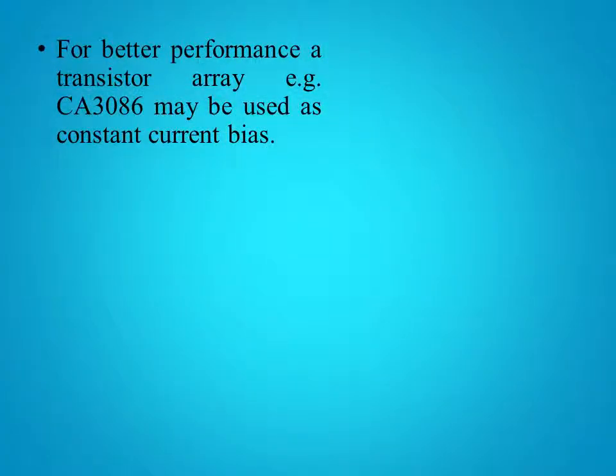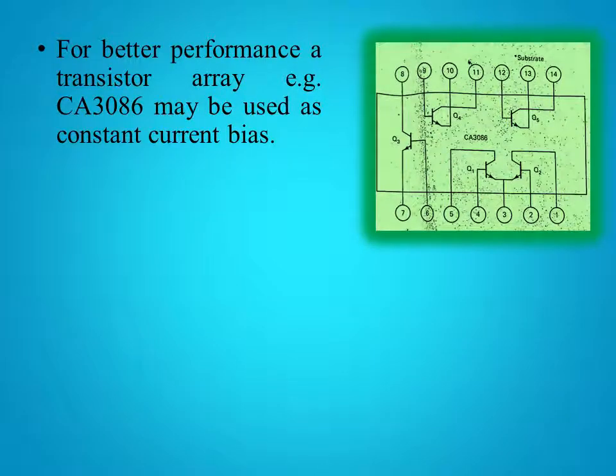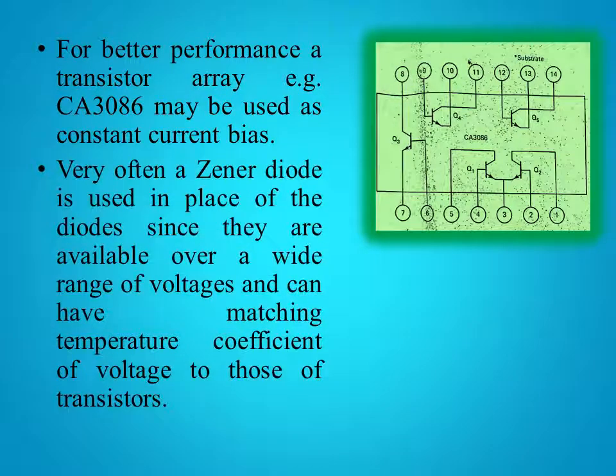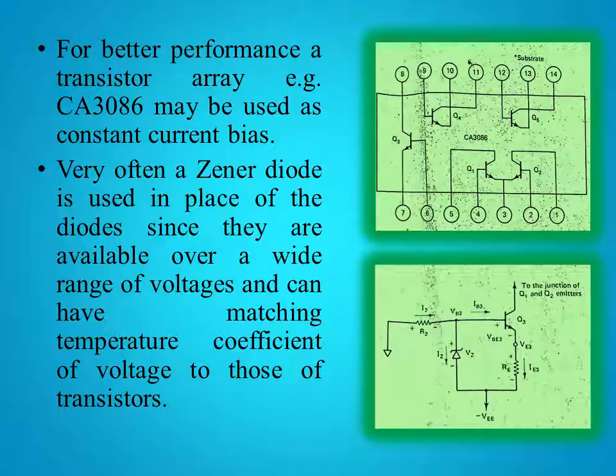For better performance, generally a transistor array CA3086 may be used as a constant current bias. This can also be used. Sometimes a Zener diode is used in place of diodes because it can have a matching temperature coefficient of voltage to that of transistors, as shown in the figure. Here in the figure we have replaced the two diodes with a Zener diode. So these all are about constant current bias.